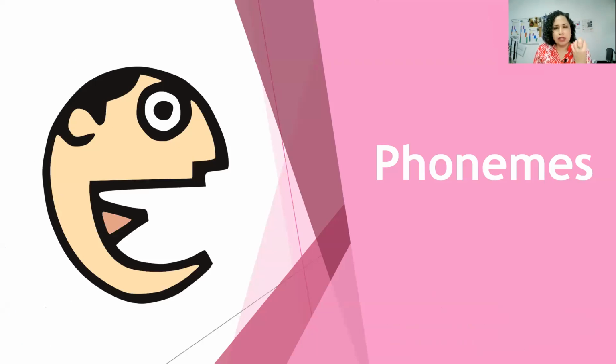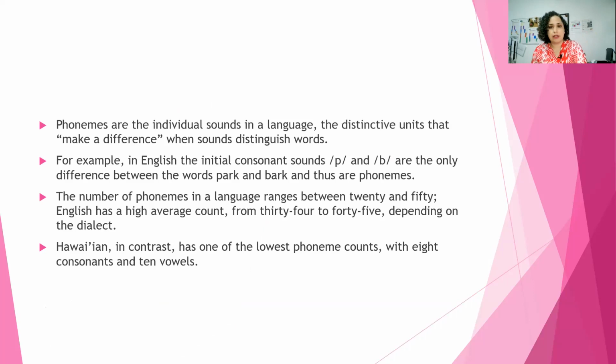So since we've been talking about the sounds, we're going to talk about phonemes. Phonemes are the individual sounds in language, the distinctive units that make a difference when sounds distinguish words. For example, in English, the initial consonant sounds P and B are the only difference between the words park and bark. Park and bark, and that's our phoneme. So it does sound different, and the word has almost the same structure. But the sound from the phoneme, it gives the big difference.